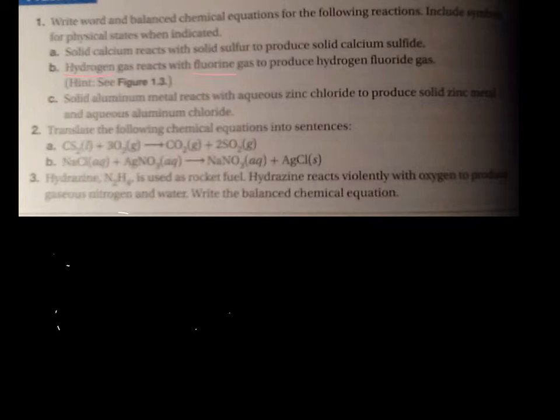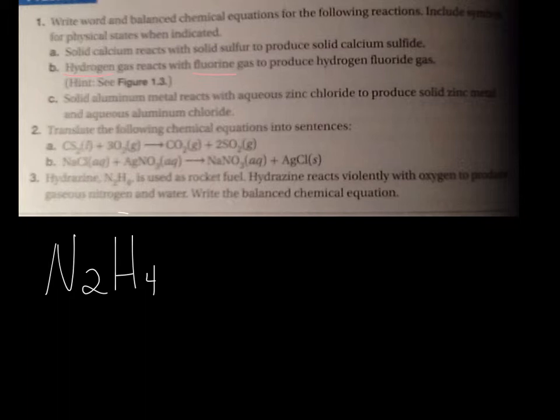Number 3: hydrazine, which is N2H4, is used as rocket fuel. Hydrazine reacts violently with oxygen to produce gaseous nitrogen and water. Write the balanced chemical equation. So we're not going to write the words out, we're going to write the equation. So we have hydrazine, and they give you the formula for hydrazine, N2H4, and I know that's hard to read, but it is N2H4.